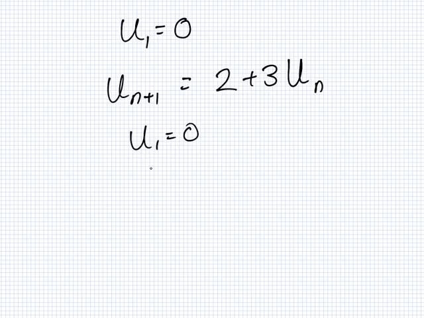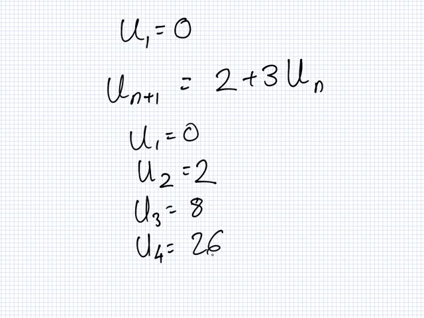u1 equals 0. What's u2? That's 2 plus 0, which is 2. The next term, u3, will be 2 plus 6, which is 8. And then the last one, u4, is 2 plus 24, 26 then.